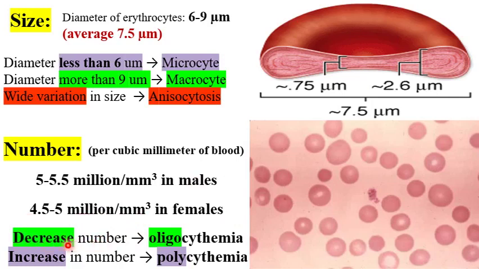Any decrease in number below the normal is called oligocythemia, which means anemia. And any increase in number above the normal is called polycythemia. So the normal, generally in males and females, is between 4.5 to 5.5 million per cubic millimeter. Any decrease is called oligocythemia or anemia, and any increase is called polycythemia.